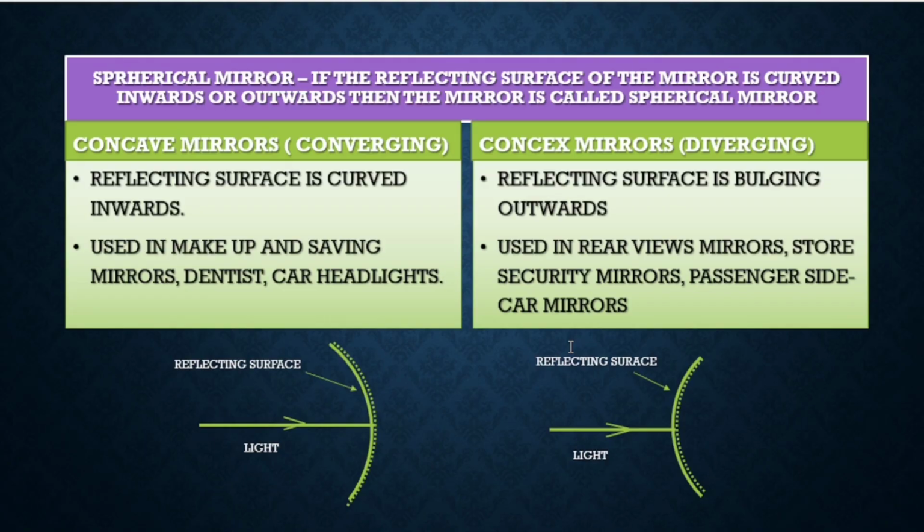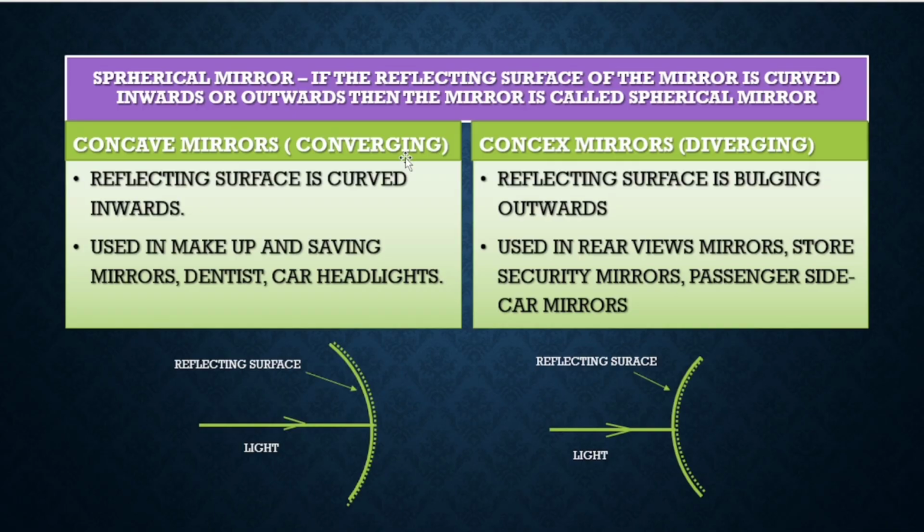चलिए अब हम स्फेरिकल मिरर के कुछ इंपॉर्टेंट टर्म्स को समझते हैं. Now spherical mirror. What is a spherical mirror? If the reflecting surface of the mirror is curved inwards or outwards, then the mirror is called a spherical mirror. That means mirror की अगर रिफ्लेक्टिंग सरफेस अंदर की तरफ कर्व हो या बाहर की तरफ कर्व हो, उसे हम spherical mirror कहते हैं.